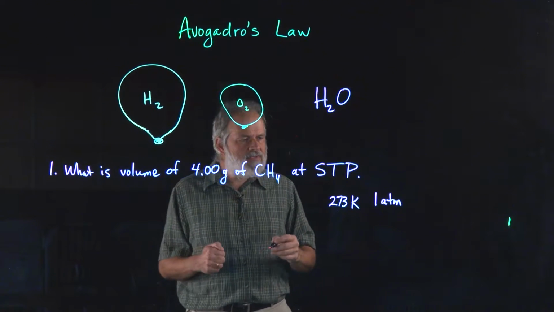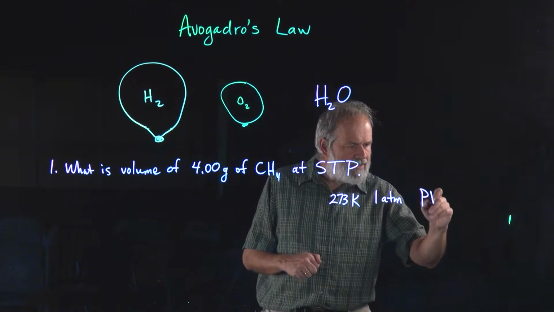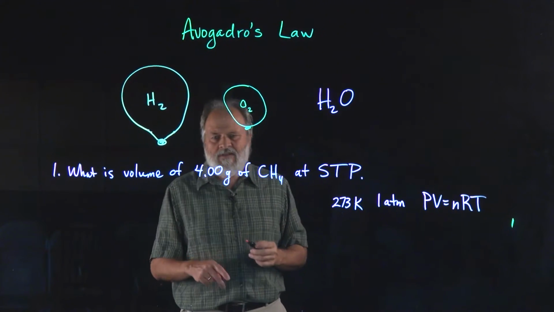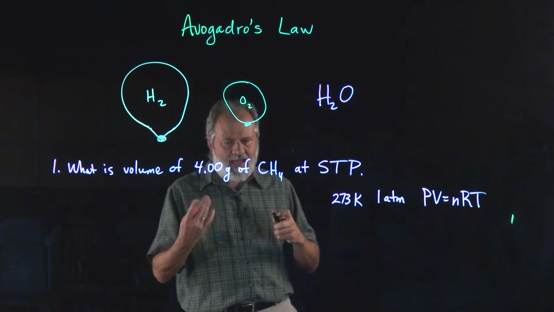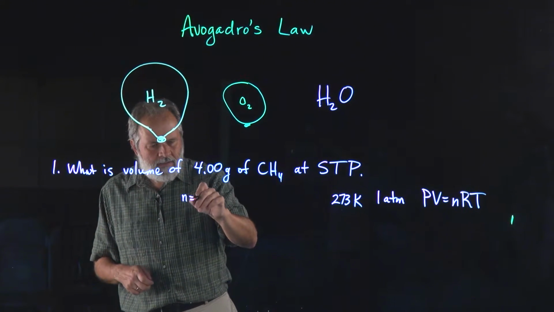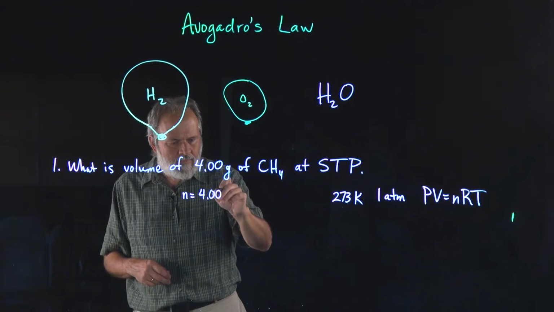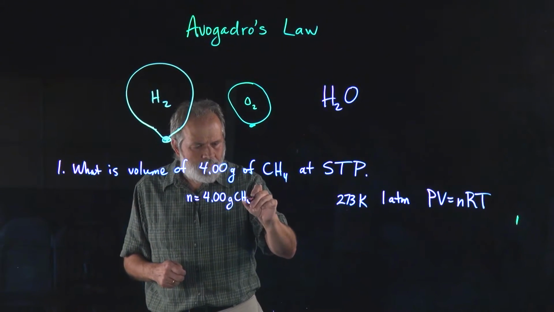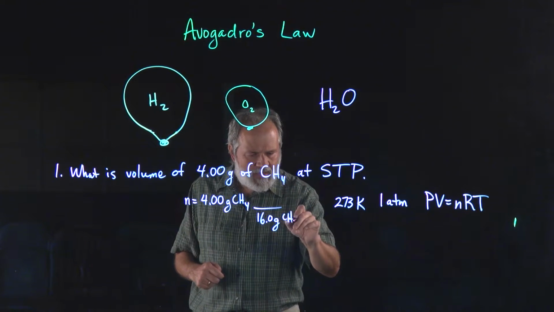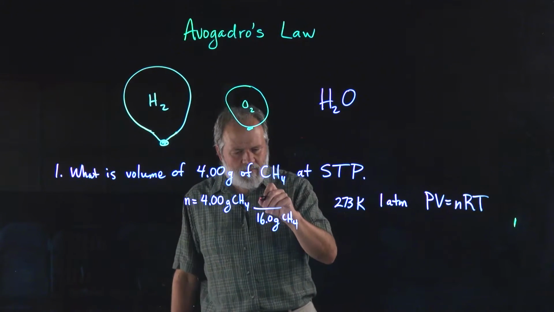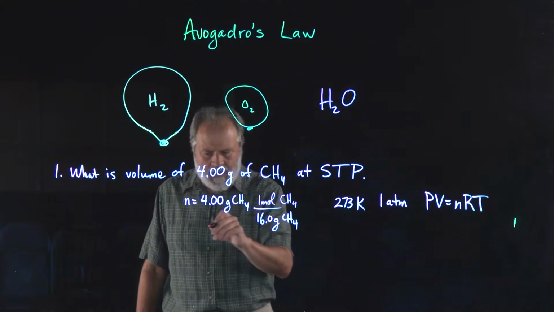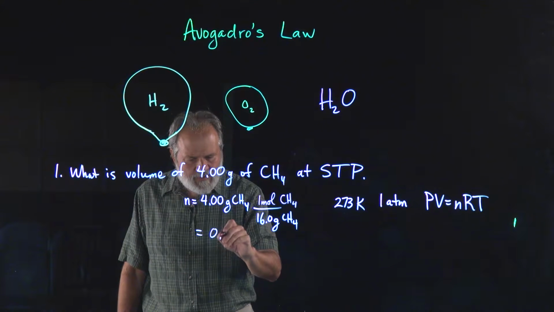So we could use the ideal gas law, PV equals nRT, to solve this, where we convert grams to moles and we'd have n. So we can actually go ahead and calculate that. There's 16 grams of methane in 1 mole of methane. And the number of moles of gas is 0.25.